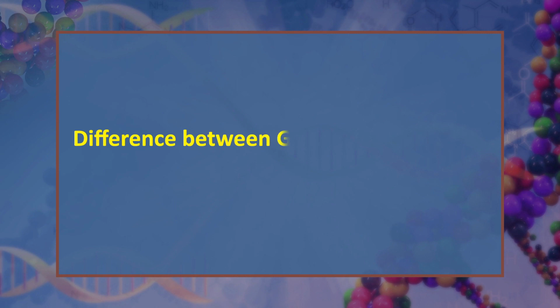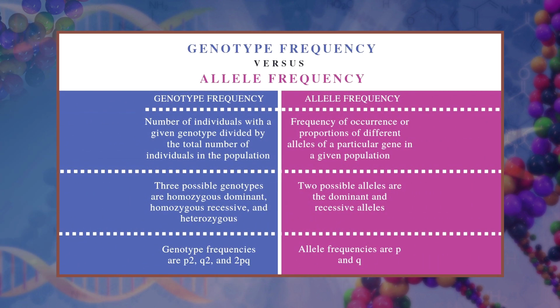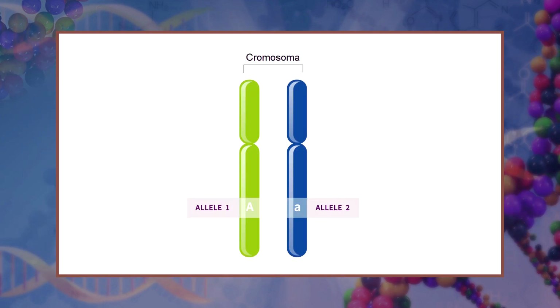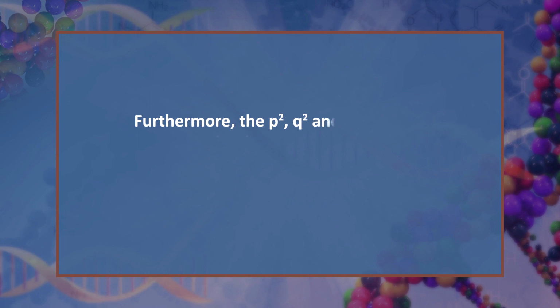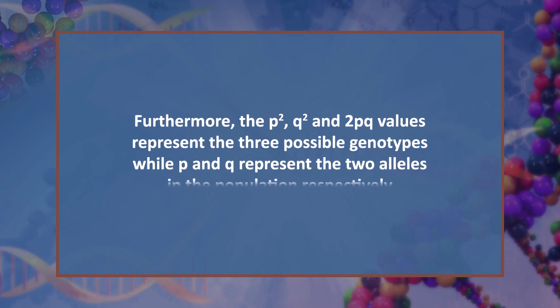Dear students, let us now discuss the differences between genotype frequency and allele frequency. The main difference is that genotype frequency is the frequency of the possible three genotypes in a population: homozygous dominant, that is capital A capital A, homozygous recessive, that is small a small a, and heterozygous, that is capital A small a, whereas the allele frequency is the frequency of the two types of alleles in a population: dominant allele capital A and recessive allele small a. Furthermore, the P square, Q square and 2PQ values represent the three possible genotypes, while P and Q represent the two alleles in the population respectively.